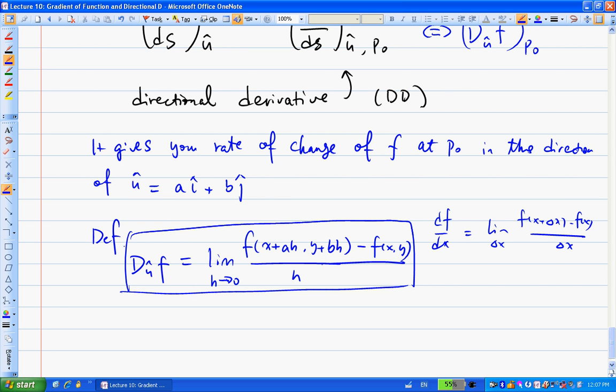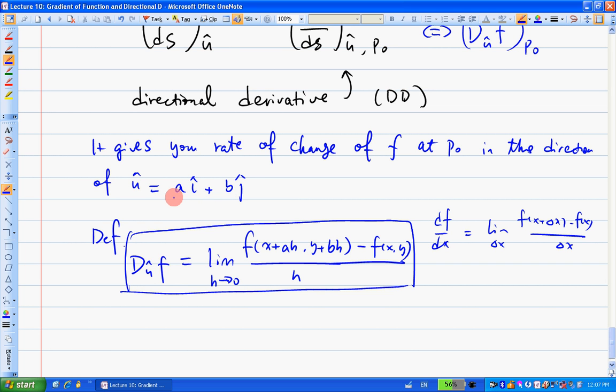So you look at the first quantity here. xy basically is the current point you're interested in. It could be x naught, y naught. And what do you do? You vary the x and y, just like here you vary the x with a small quantity. You vary the x and y with a small quantity: one is ah, one is bh. Why do you vary the x and y according to that? Because we're talking about the change in the direction of u hat.